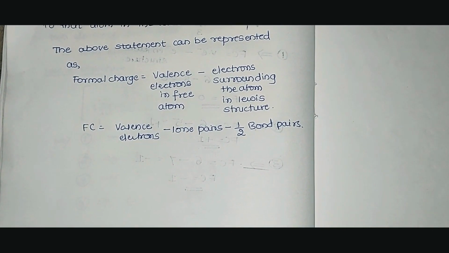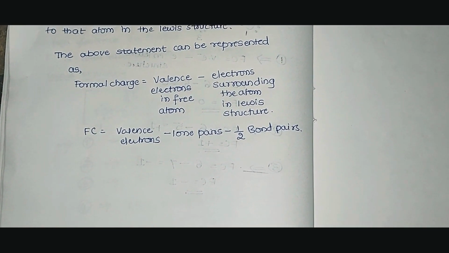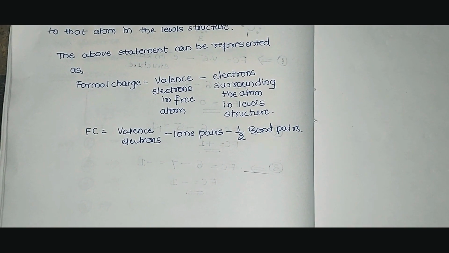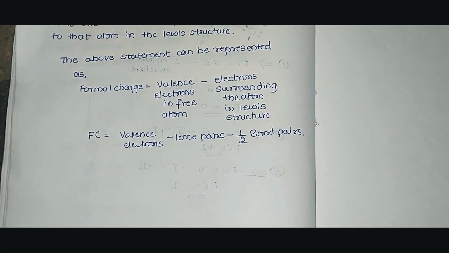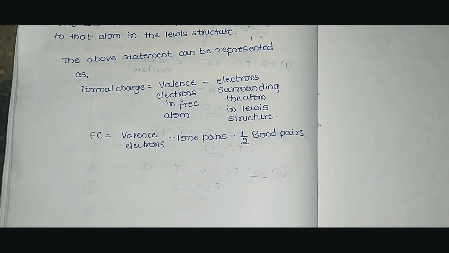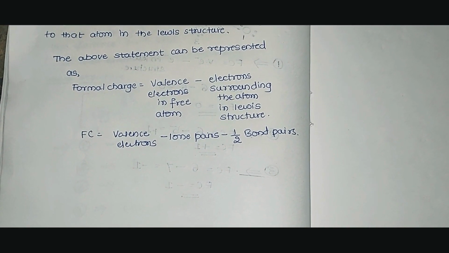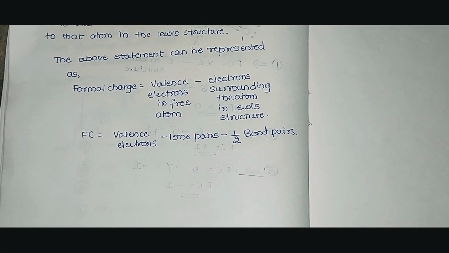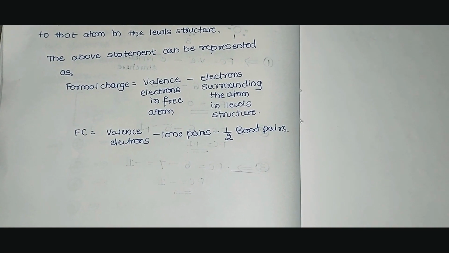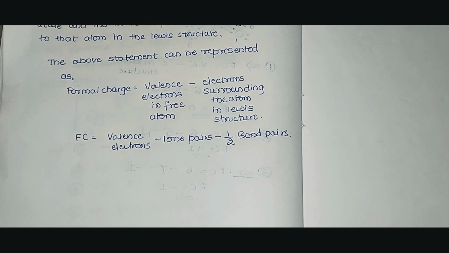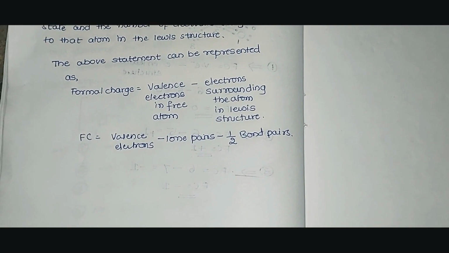Mathematically, the above statement can be represented as formal charge equals valence electrons in free atom minus electrons surrounding the atom in Lewis structure. The formula given in the NCERT textbook is formal charge equals valence electron minus lone pair minus 1/2 into bond pair. Actually, the definition given in the NCERT textbook itself is the trick we are going to use, based on the first formula we have written.